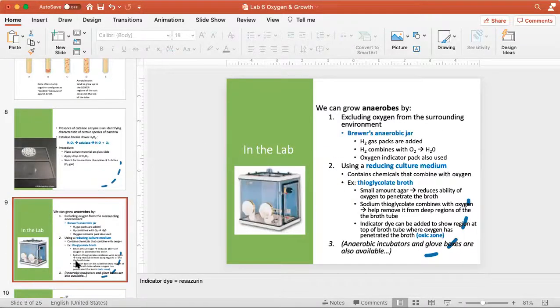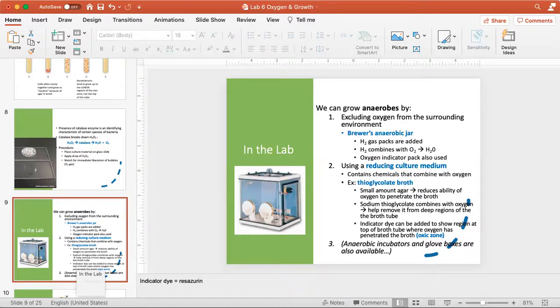All right. One other thing to mention is I said it was hard for us to grow microaerophiles in the lab. It's also really challenging to grow anaerobes. And I'm specifically talking about obligate anaerobes. It's not impossible, but you need some specialized equipment.